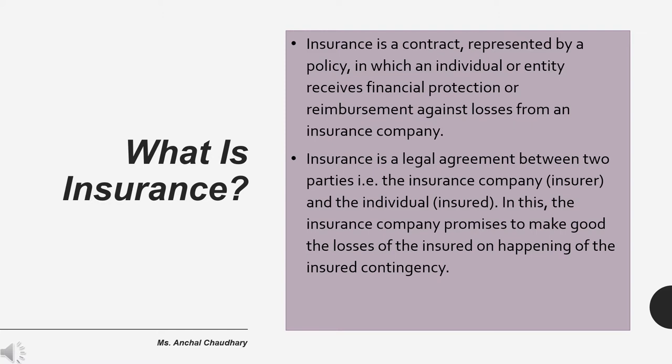So basically it's a legal agreement. Insurance is a legal agreement between two parties, the insurance company and the individual. In this, one person, or a company, promises to cover all the losses of the insured person, of the individual, if any kind of mishap occurs. So basically it's a promise to make good the losses of the insured on the happening of the insured contingency.